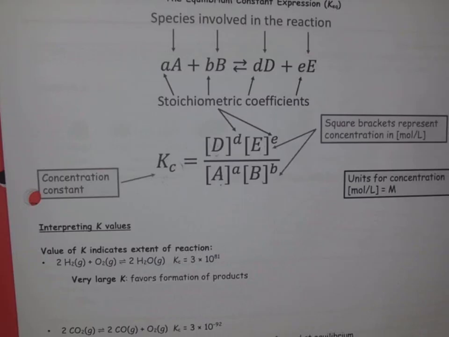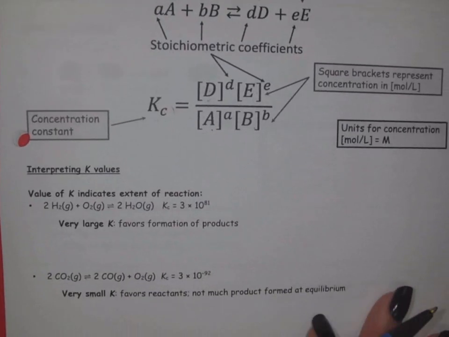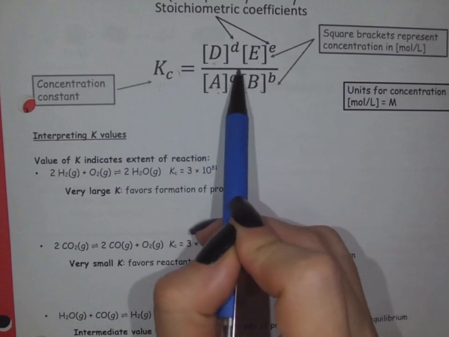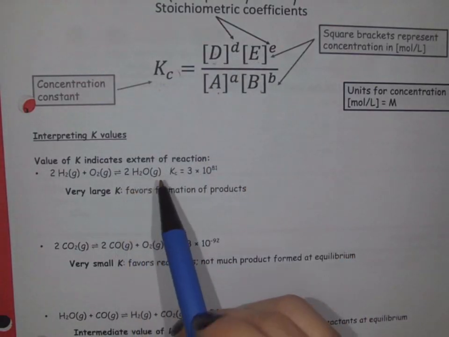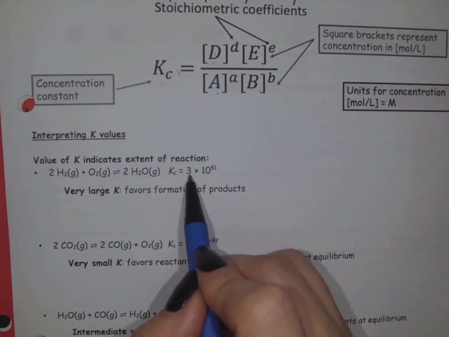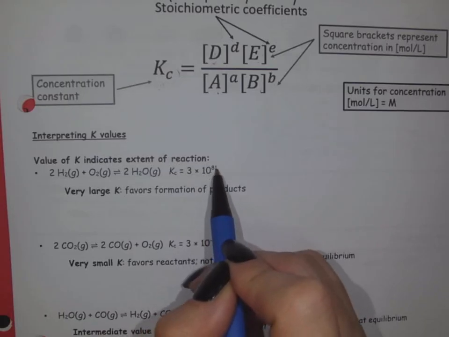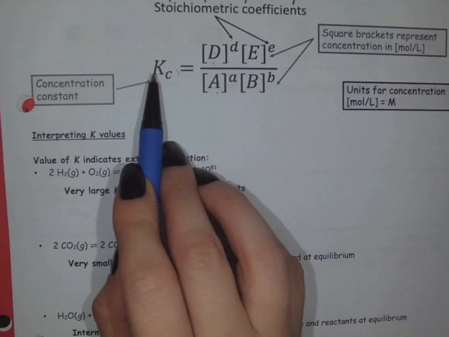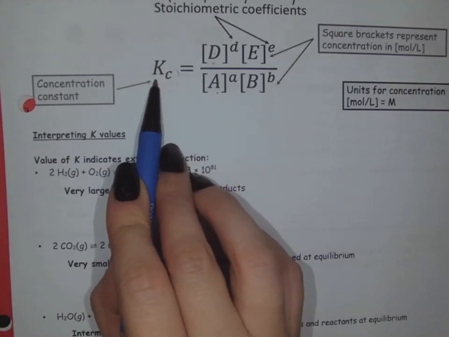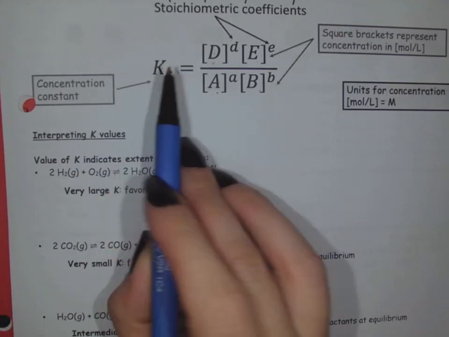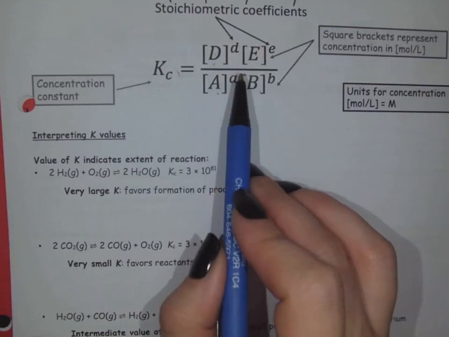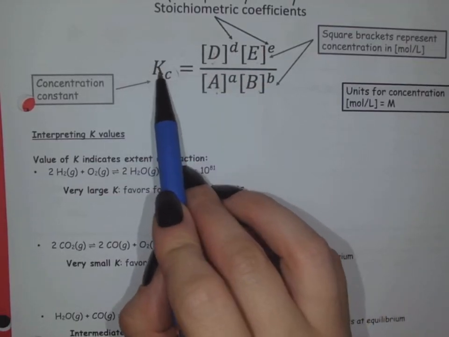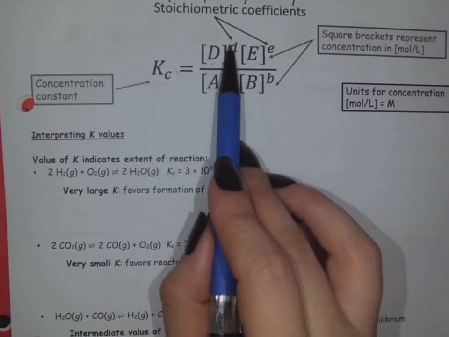Okay, so what does this mean then? First off, I want to point out it is products over reactants. So what if your K value is really big? Like look at the size of this K value, 3 times 10 to the positive 81. That means when equilibrium is reached, because K is only true at equilibrium, there must have been a lot of products and not very many reactants, because that would result in a much bigger K value, because the products are in the numerator.